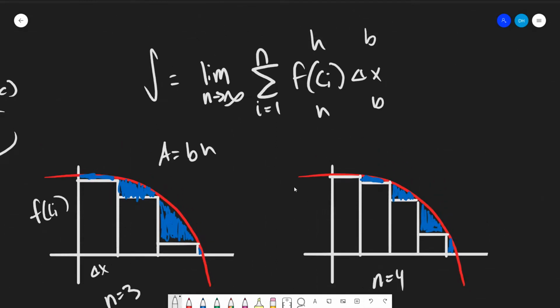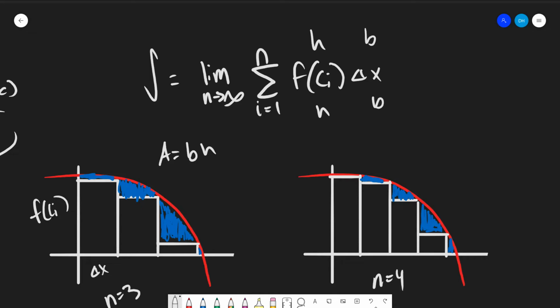So again, going over our limit process equation, the limit as n approaches infinity represents the number of rectangles. And as we have more and more, our answer becomes closer and closer to the actual area underneath the curve. Again, the f of c sub i times the change in x, that's going to be the height times the base of each rectangle. You're going to take the base times the height of each rectangle and add all of them up, and that's what the summation is. The summation is just adding up the area of each rectangle.